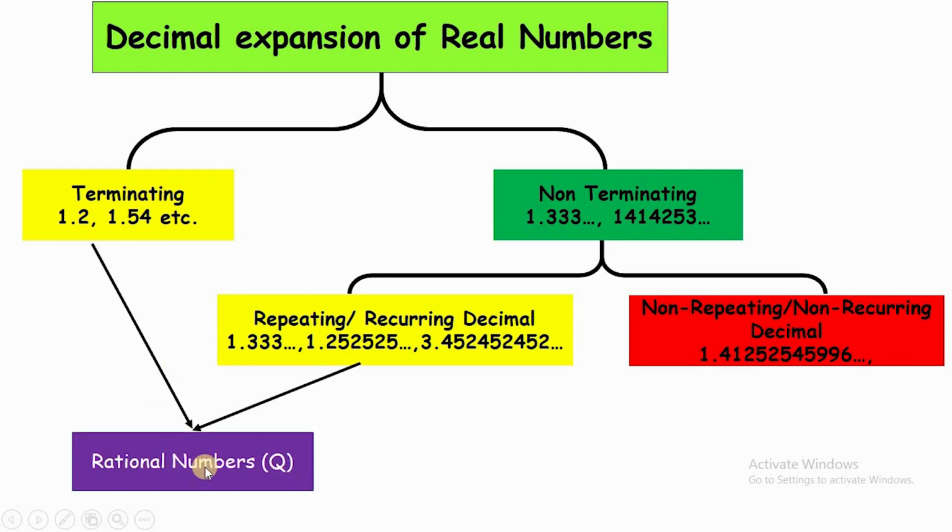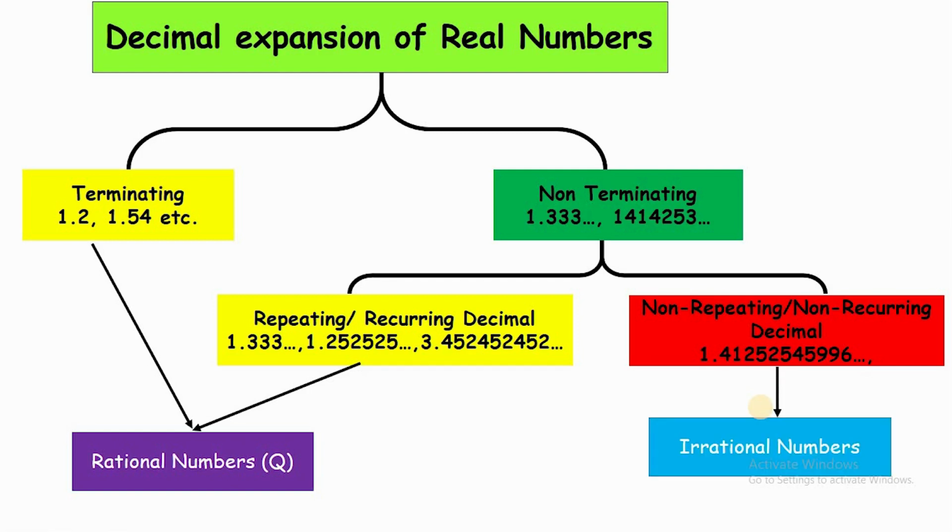Or we can say that rational numbers have either terminating decimal expansion or non-terminating but repeating decimal expansions, whereas the non-terminating, non-recurring decimal expansions are called irrational numbers. Therefore, we can conclude that irrational numbers will have non-terminating and non-recurring decimal expansions, whereas rational numbers can have two conditions: terminating decimal expansions or non-terminating repeating decimal expansions.